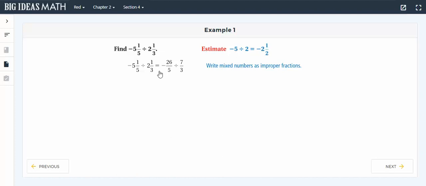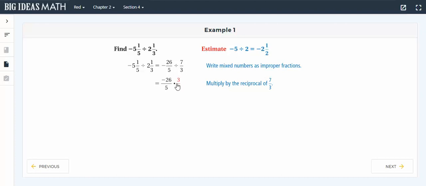Negative 5 1/5 divided by 2 1/3 is the same as 5 times 5 is 25, plus 1, is negative 26/5. That comes from here. Multiply and add the 1. 6 plus 1 is 7, so we have 7/3. So we rewrite them as improper fractions. After that, we go ahead and multiply by the reciprocal. So we take this, change it to multiplication, and flip this to 3/7.